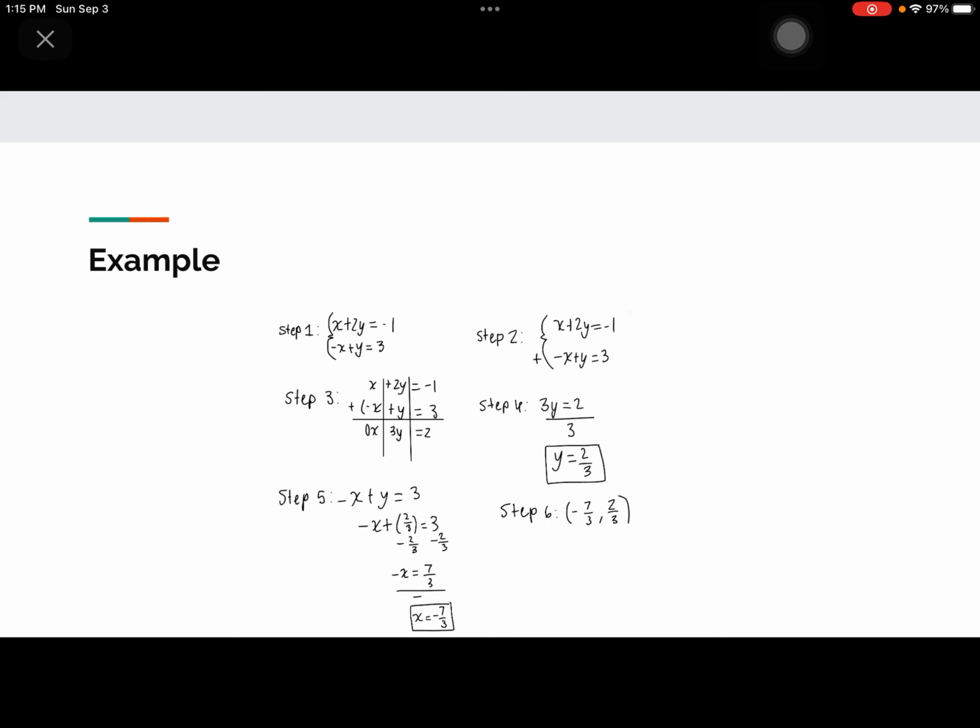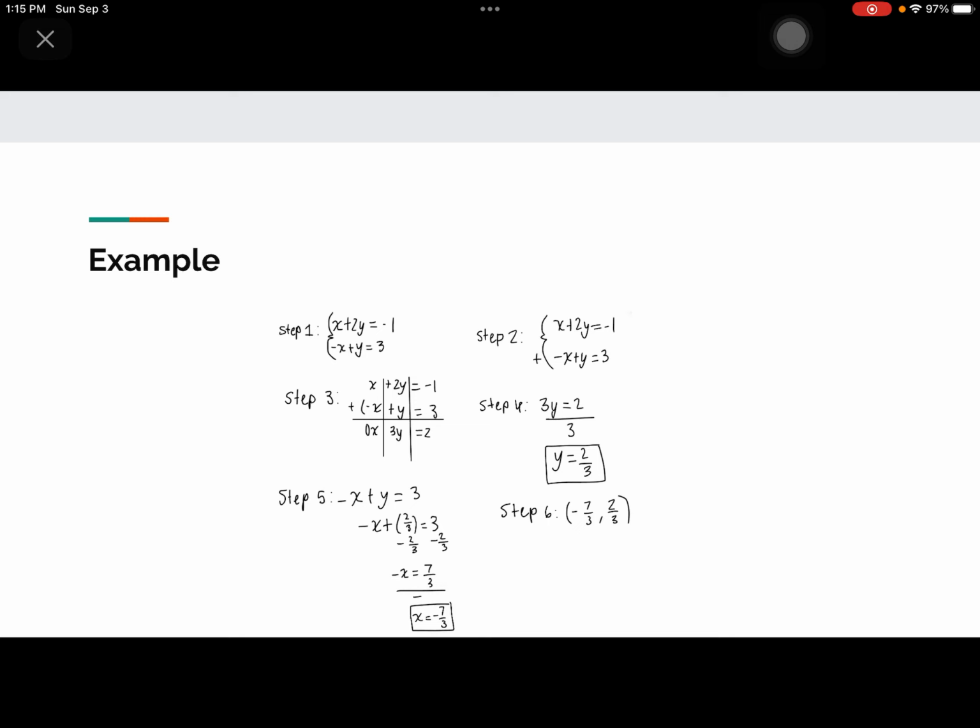2y plus y is equal to 3y. And then negative 1 plus 3 is equal to 2. So again, in step 4, you can see that 3y equals 2. We divide both sides by 3 to isolate y, and we get y equals 2/3. Now again, we have to plug it into one of the original equations to get the value of x.